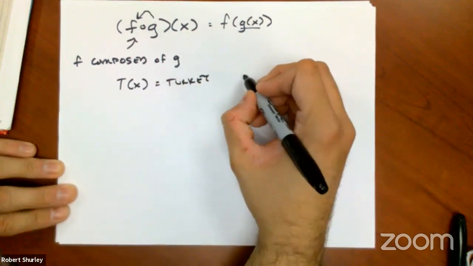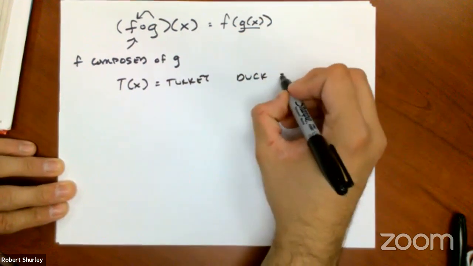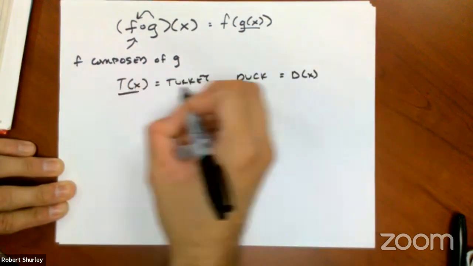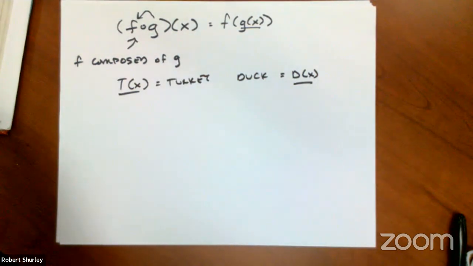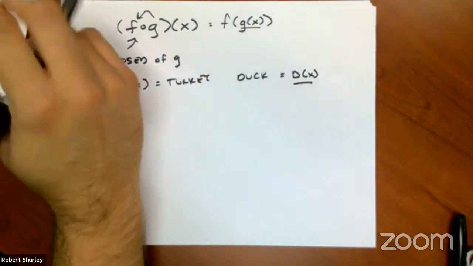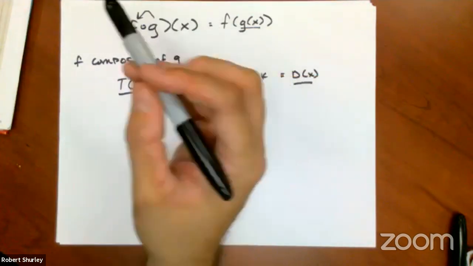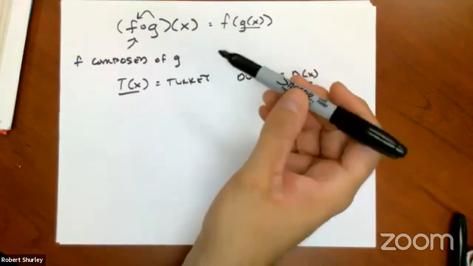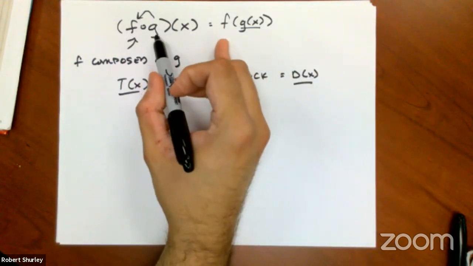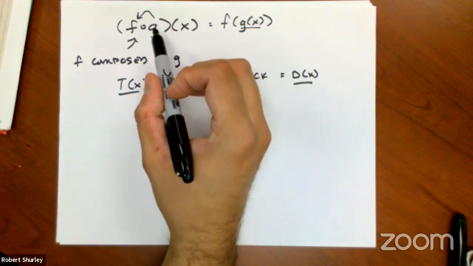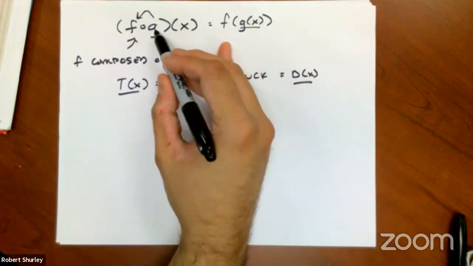And we've got the duck, right? We'll call it D of X. Okay, so we've got T of X and we've got D of X. Because I'll tell you, the issue students have with this isn't usually the math, it's the order. If I want to stuff the duck into the turkey, the duck has to come second. So if I want to put the duck inside the turkey, I've got to write the duck second.